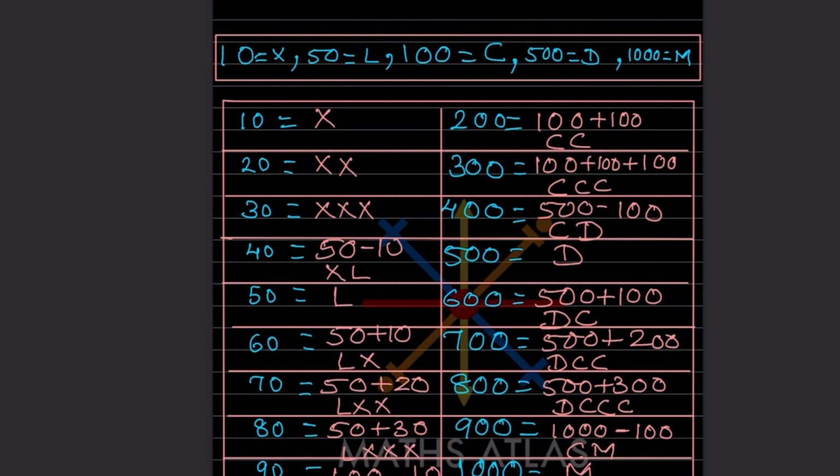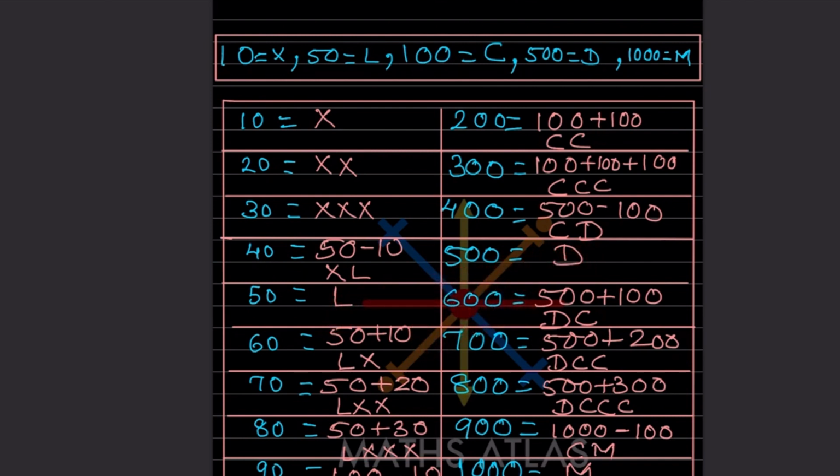Now for 80 you can also write 50 plus 30. You know 50 is L and 30 is XXX. So for 80 we can write it as 50 plus 10 plus 10 plus 10. So what is that going to be? 50 means L, X, X, X. Is that clear?